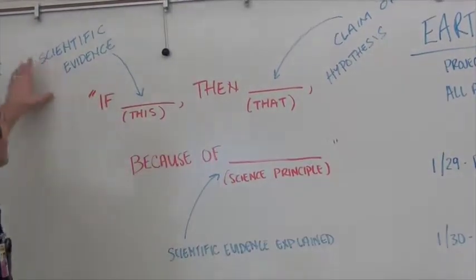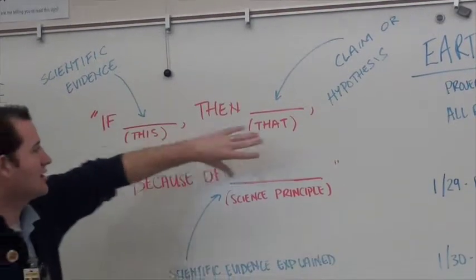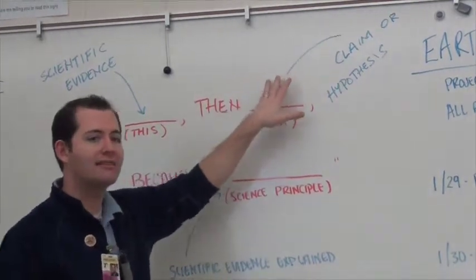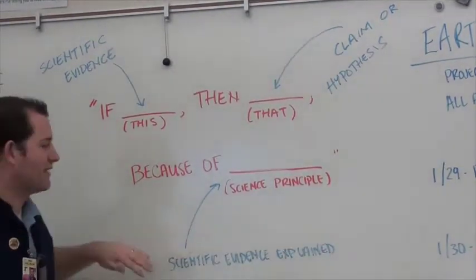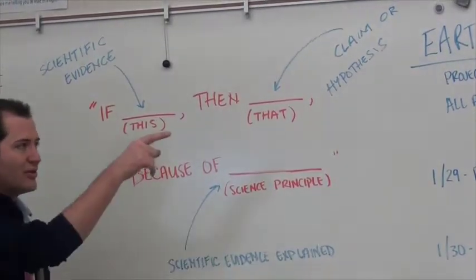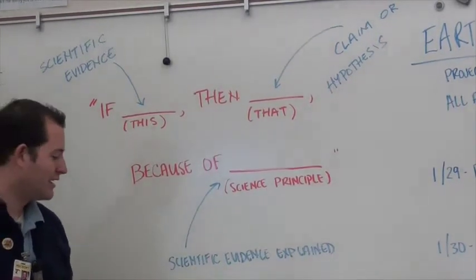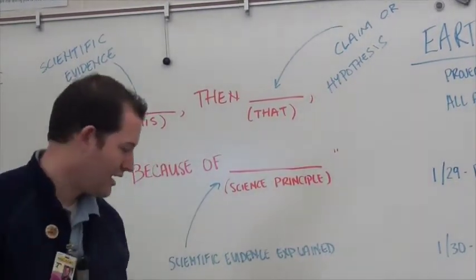Okay? So here's where we put our scientific evidence. Here's where we put our claim or our hypothesis. And here is where we have the explanation of our scientific evidence. Okay? So we're going to do this over here. We're going to start with Hubble's law.